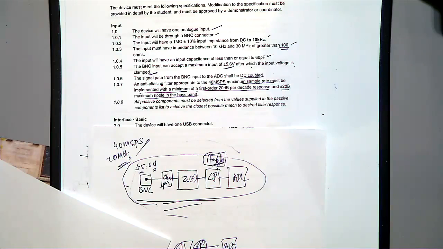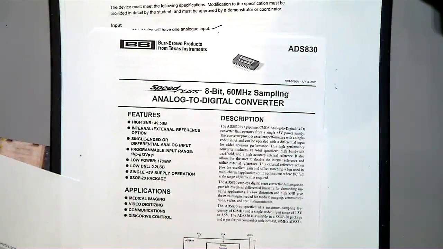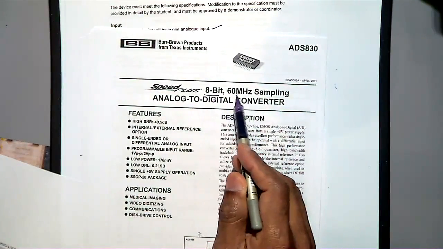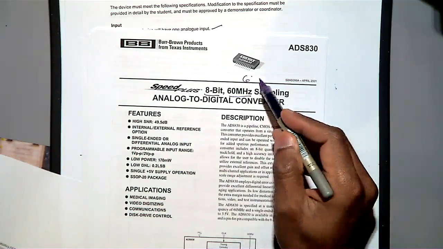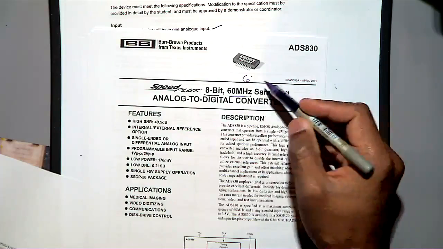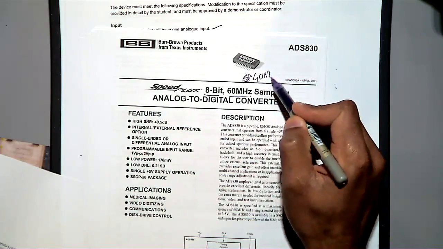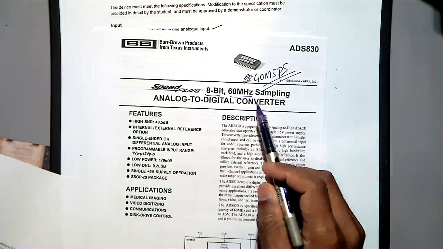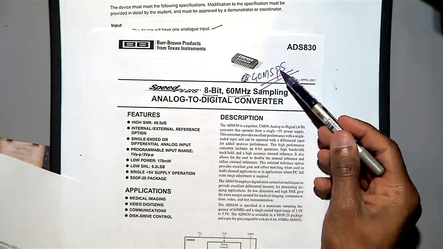When you have the ADC, you will be searching for the data sheet, and the ADC will tell you how to connect to the ADC. When you have some analog signal, the ADC manufacturer, for example, this is your ADS 830. When you look into this ADC, you get the data sheet, because this one is 8-bit, 60 megahertz sampling, but our requirement is only 40 mega samples per second. This can go up to 60 mega samples per second or 60 megahertz.